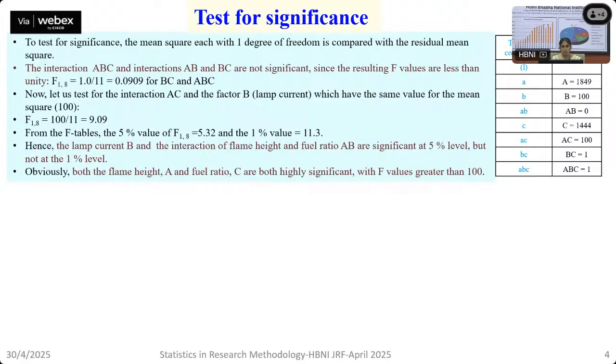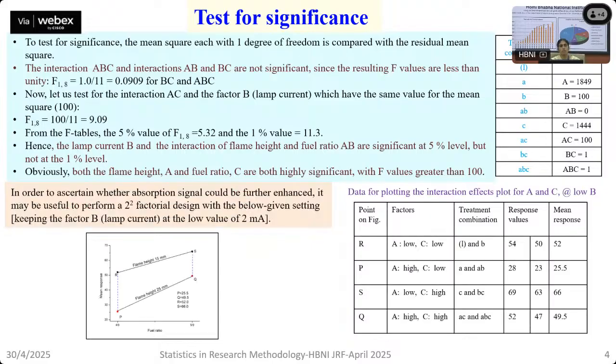among each other. You can easily see that the flame height and fuel ratio are both highly significant as their F values are greater than 100. Definitely, if you evaluate even at 1% or still lower value, they have a significant impact on the final absorbance measurements. Now we can conclude that the flame height and fuel ratio are the two major factors controlling the absorbance measurements. The lamp current has a substantially small contribution in that.